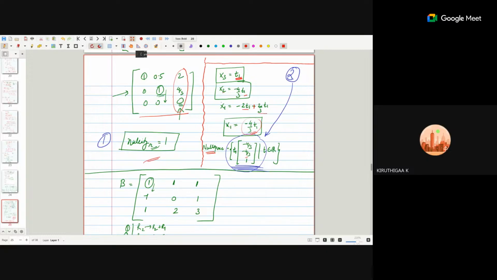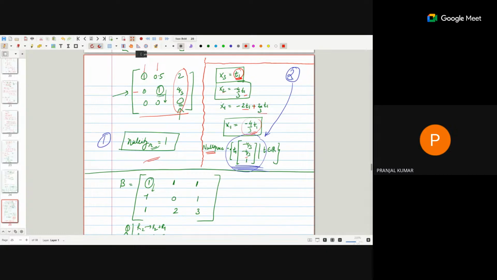Sir, can you explain this one more time, the null space? Which part? Like you take x3 as t1, how is x2 equal to minus 4 by 3? Okay, so you saw that this column is missing a pivot, which is your third column. So x3 is a free variable, so I assign a parameter to it, which is t1. You could have taken any parameter, you could have assigned it p also. So x3 is t1. Now, what are my dependent variables? Those which have a pivot, so x1 and x2.